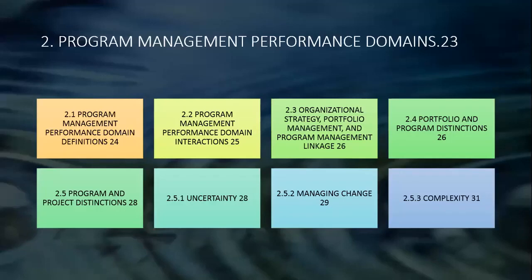Program management performance domains are complementary groupings of related areas of activity or function that uniquely characterize and differentiate the activities found in one performance domain from the others within the full scope of program management work. So in this section, as you can see, we're going to talk about program management performance domain definitions, program management performance domain interactions, organizational strategy, portfolio management and program management linkage, portfolio and program distinctions, and program and project distinctions for the most part. So why don't we start off by talking about the nature of work program managers do.